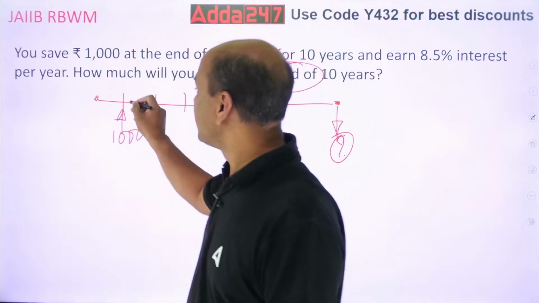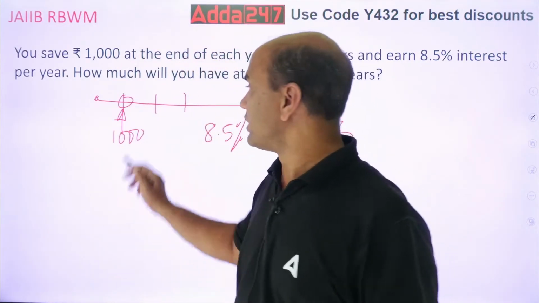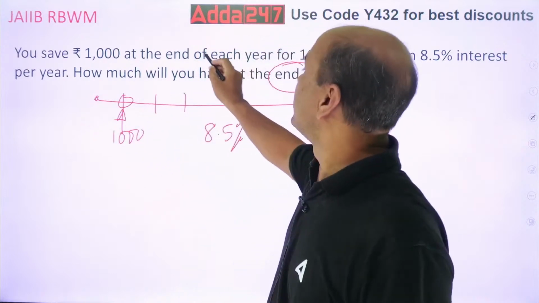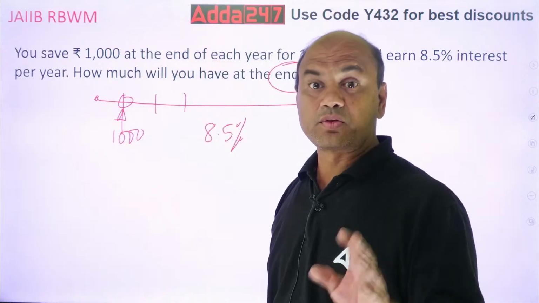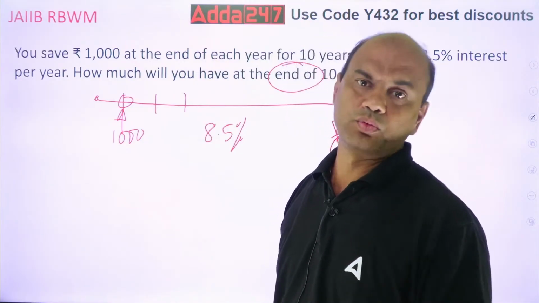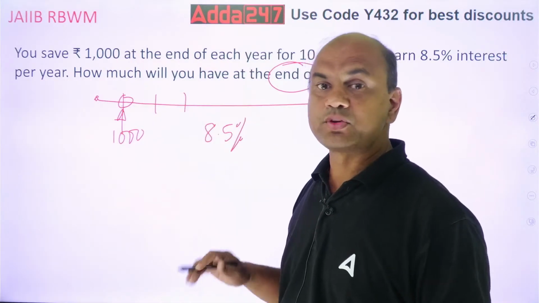Annuity is also of two types, ordinary annuity and annuity due. Whenever we invest at the end, it's called ordinary. Whenever we invest at the beginning, it would have mentioned "beginning of each year," instead of "end of each year." Then it would have been annuity due. But here it's mentioned end. So end means which formula will you use?